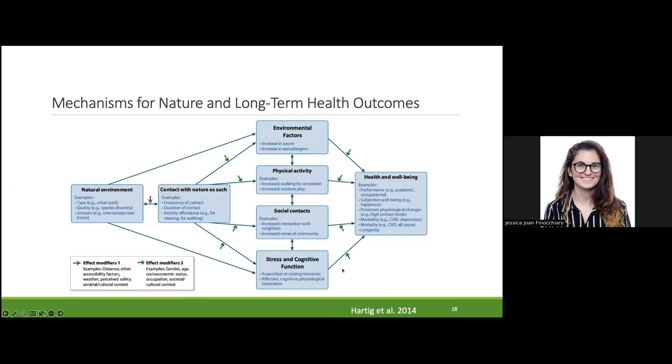And then stress, but I'll say stress and cognitive function. There's a lot of research on both stress and cognitive function, even randomized trials of having people walk in green space and walk in an urban space. You perform better on cognitive tests after walking in green space, and you have lower levels of stress. And over time, that might influence your health and well-being.